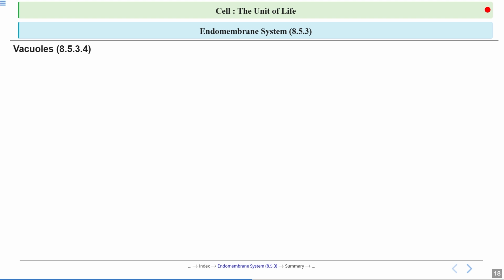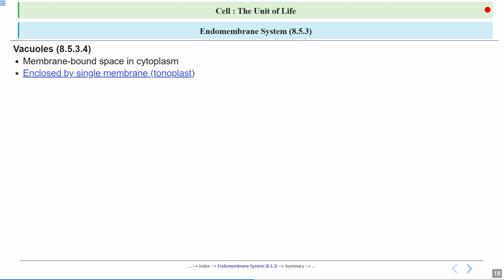Now let's talk about the vacuoles and what are the functions of vacuoles. So vacuoles are membrane bound space in the cytoplasm. So they are also membrane bound. Now what is the membrane of vacuole known as? The membrane of the vacuole is known as tonoplast. Now this is enclosed by a single membrane known as tonoplast. So tonoplast helps in the entry of the molecules or the ions into the vacuole.